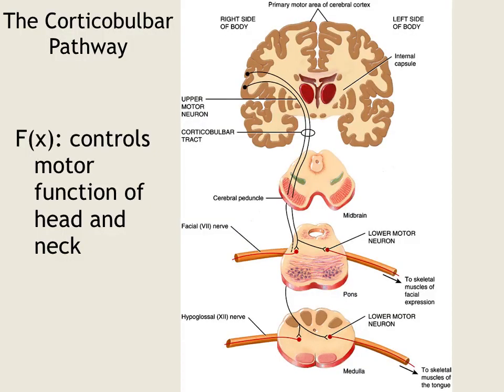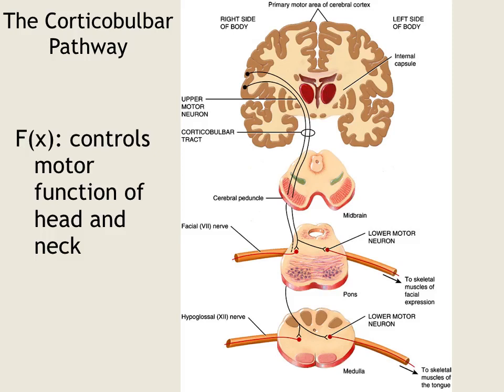The last of the primary tracts is the corticobulbar tract. The corticobulbar tract is going to allow us to control facial functions as well as motor functions of the head and neck, particularly motor function as relates to swallowing, speaking, and movement of facial muscles. It's this movement of facial muscles that allow us to do things like smile, look shocked, etc.